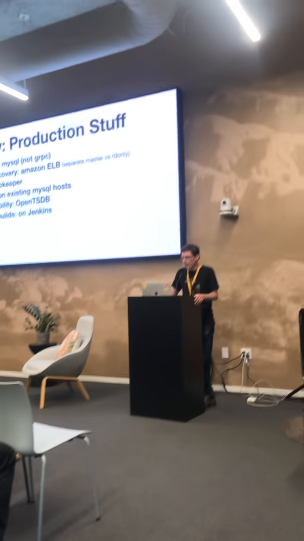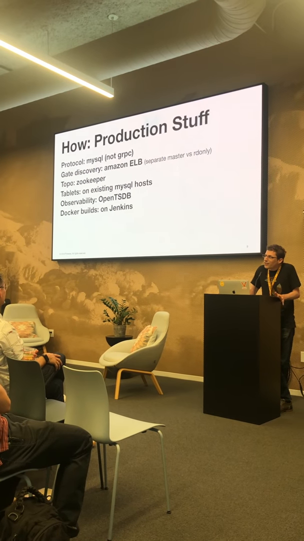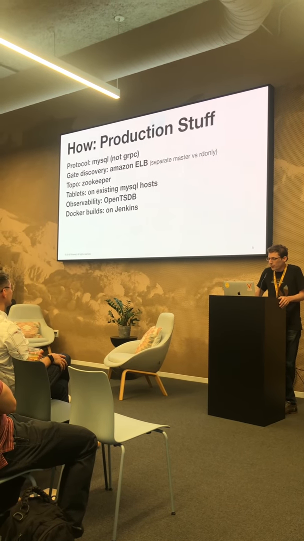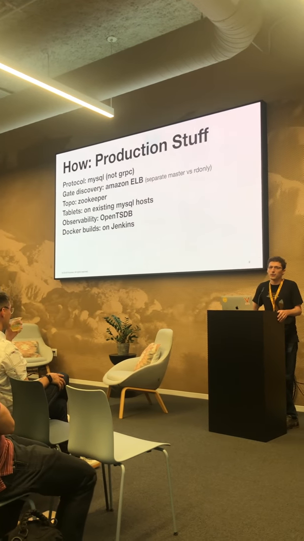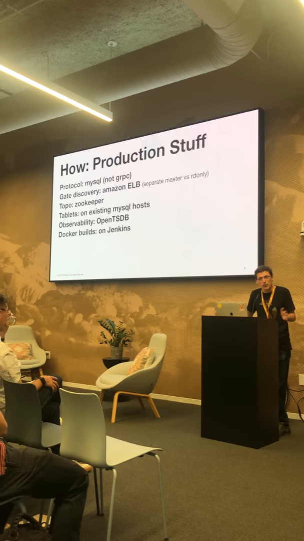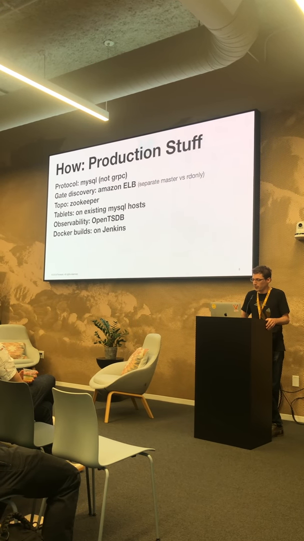We ended up using Amazon Elastic Load Balancer to help direct traffic to the VTGates. It's not great, but it worked for us. We used separate ones for the master versus read-only, and also separate gates for master versus read-only. That's not how we started, but it's what we realized would actually avoid hurting our master traffic too much.